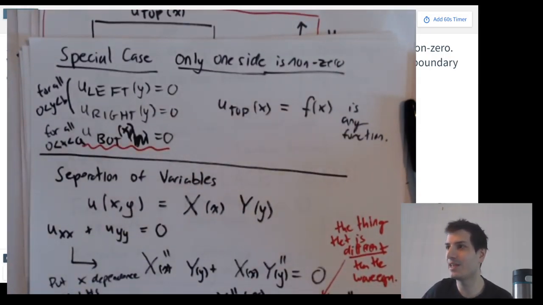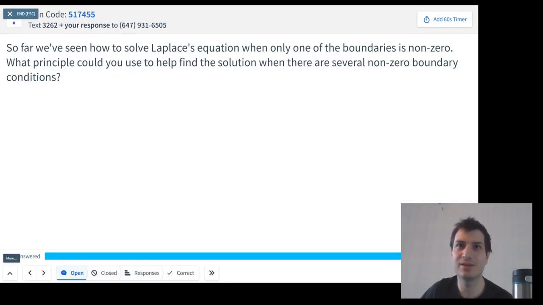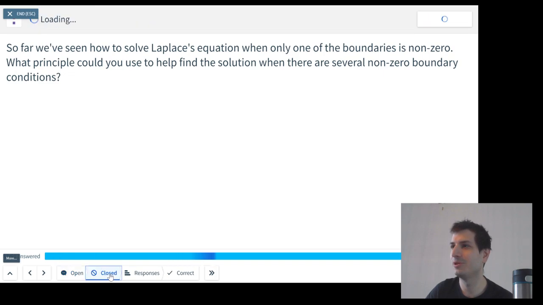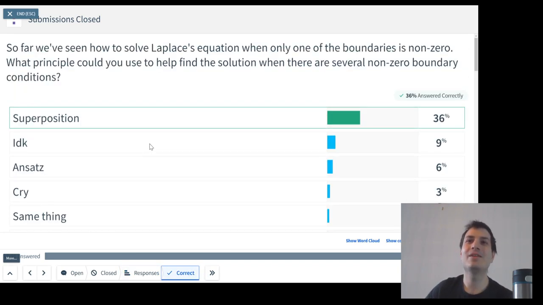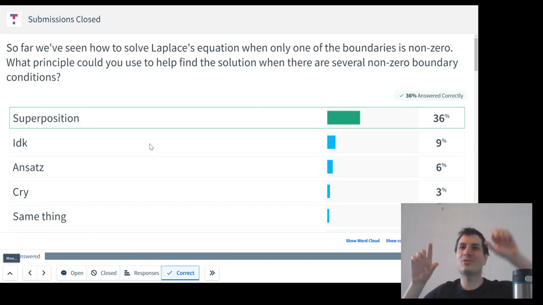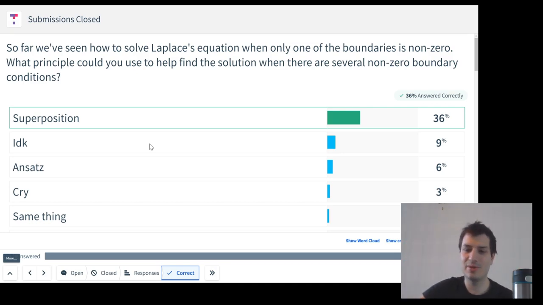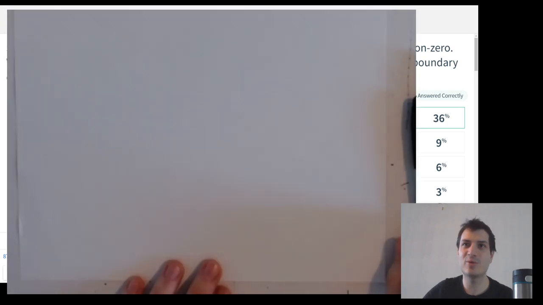Okay, let's see what you said in top hat. What do you do if more than one side is non-zero? Superposition is exactly right. This is a linear equation. If somebody has two non-zero pieces for you, you can solve them separately and then add them together. You don't have to redo everything. It's going to be super quick and easy by superposition.